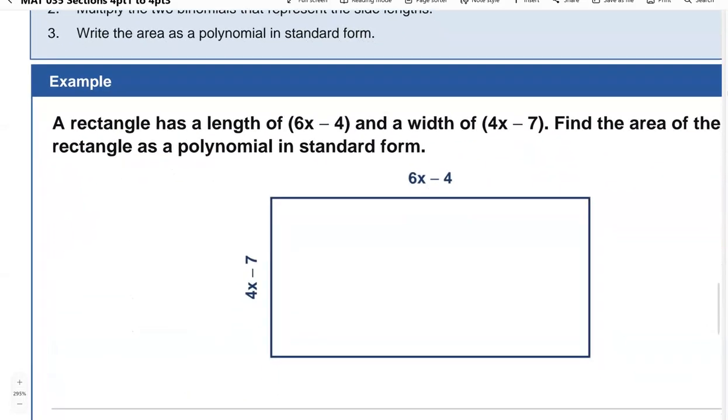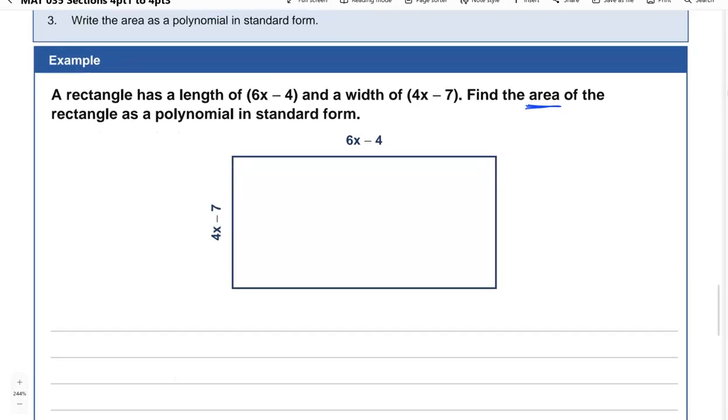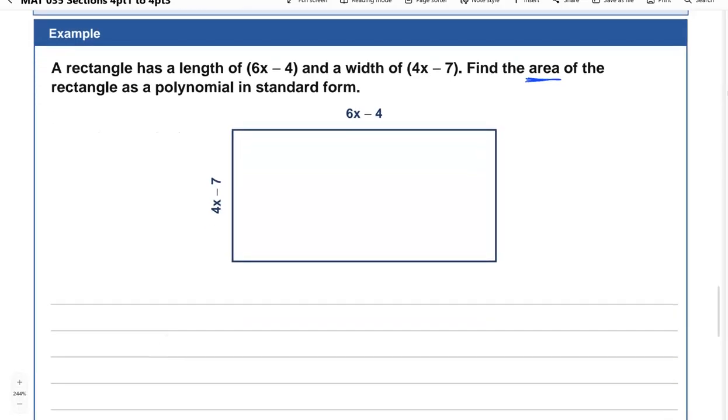Let's look at one more. Let's say we have this picture of a rectangle, and the length is 6x minus 4, and the width is 4x minus 7. And they're asking us to find the area. And we're going to write that in terms of x. So I know area of a rectangle is length times width. So it's going to be 6x minus 4 times 4x minus 7.